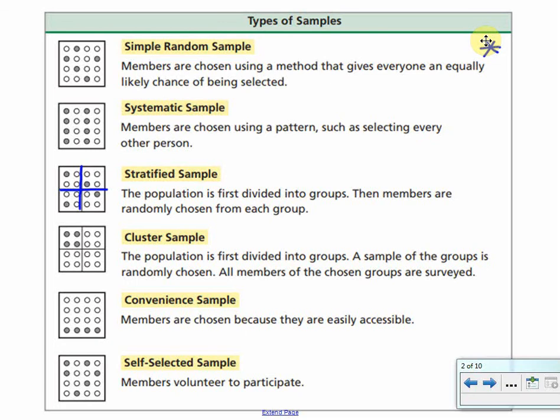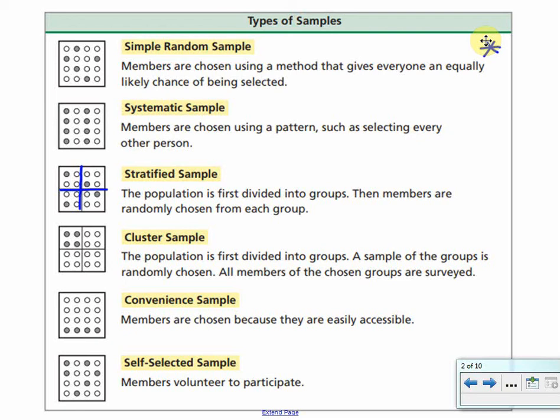Next would be what's called a cluster sample. Cluster sample is similar to a stratified sample in that your population is first divided into groups. But in a cluster sample, after your population is divided into groups, you pick one of those groups to represent your sample. So instead of picking one from each like the stratified sample, you just pick one entire group.